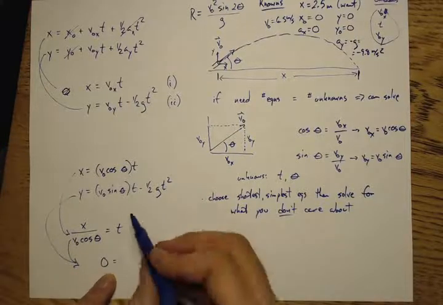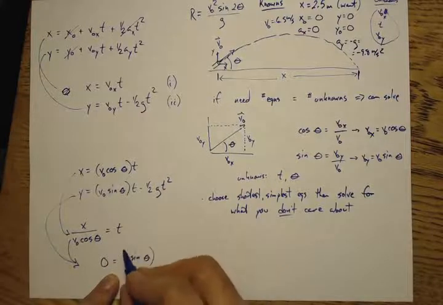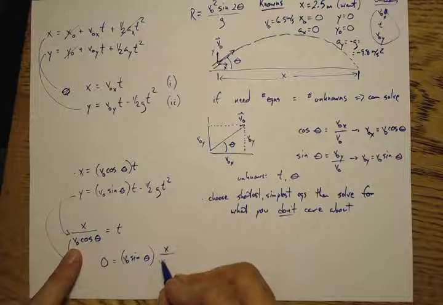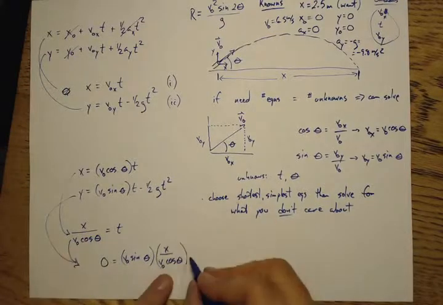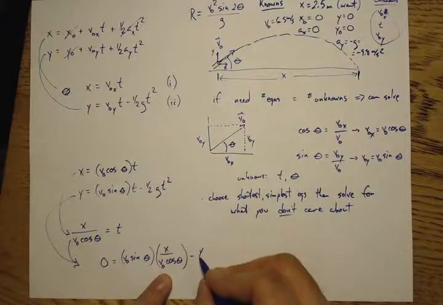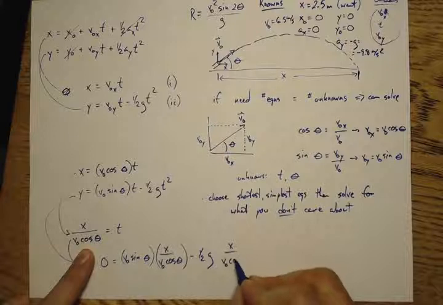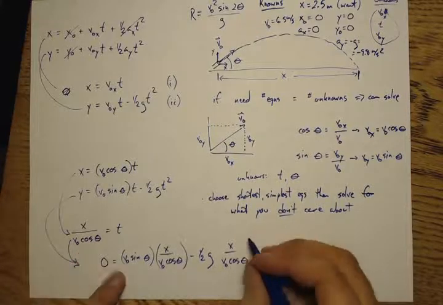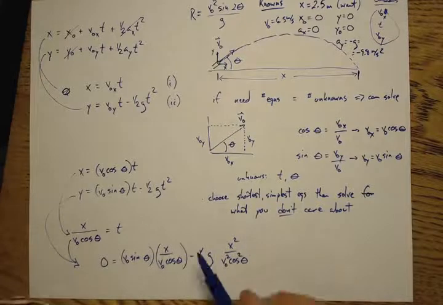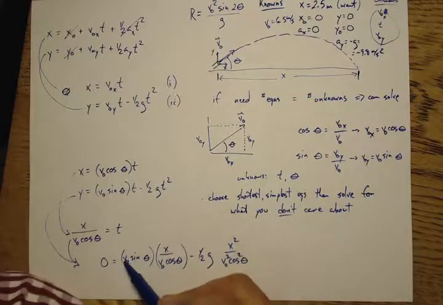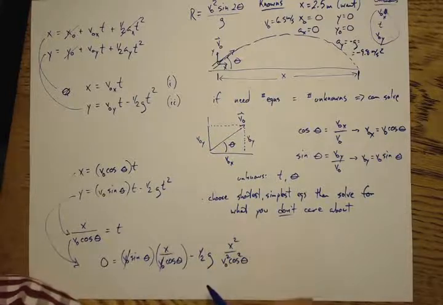So 0 is equal to v naught sine theta times time. That's going to be x over v naught cosine theta, minus 1/2 g times time squared. So I'm going to have x over v naught cosine theta squared. So it's going to be x squared over v naught squared cosine squared theta. Okay, let's see. I'm going to cancel these out. I got v naught sine theta divided by v naught cosine theta. So those divide out to 1.